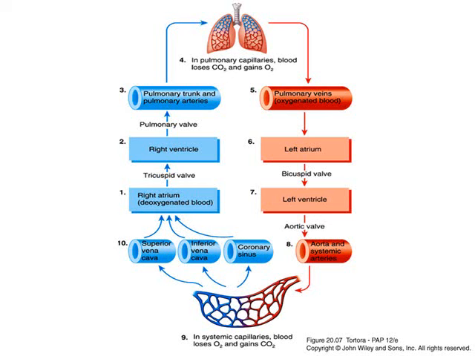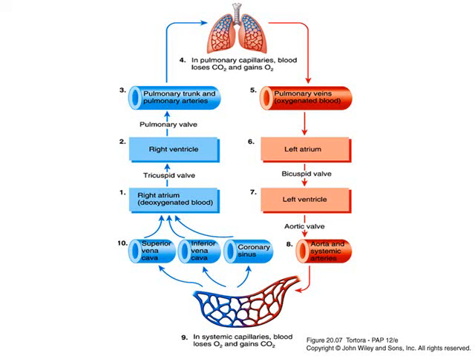Once in the right ventricle, as the heart contracts, it forces blood from the right side of the heart through the pulmonary valve and into the pulmonary trunk and the pulmonary arteries. These are unusual in that they carry deoxygenated blood, whereas other arteries in the body carry oxygenated blood. The blood passes through the pulmonary arteries into the pulmonary capillaries of the lungs. At this point, blood loses CO2 and gains oxygen by diffusion.